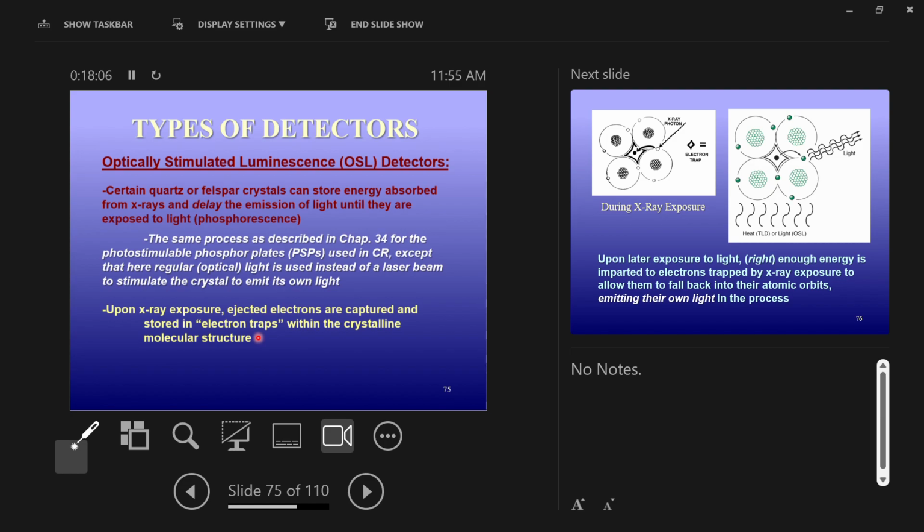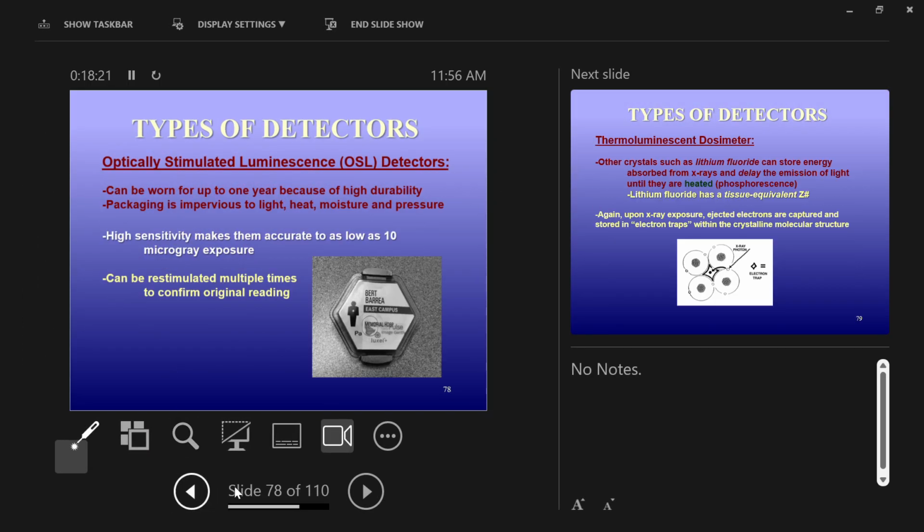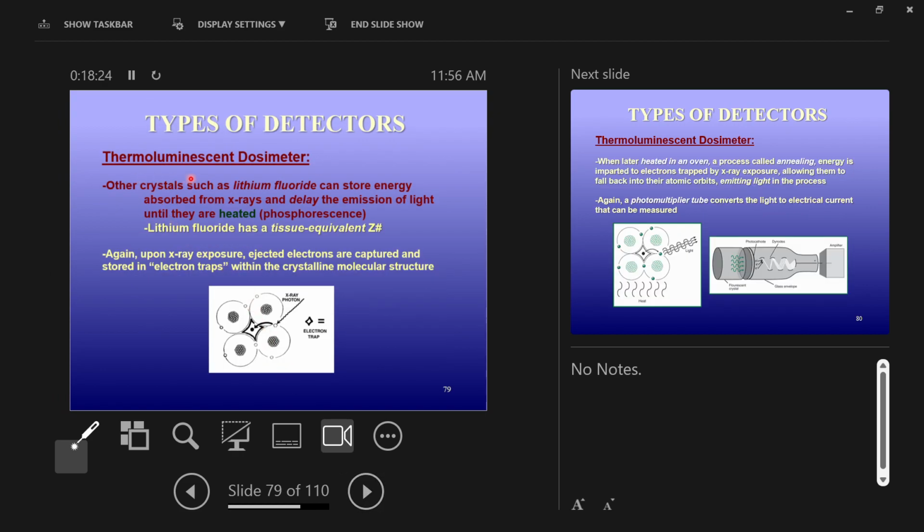OSL, optically stimulated luminescence, just does this by using optical light, visible light, back at the laboratory to re-stimulate these. The other option is called thermoluminescent dosimetry. Okay, so thermoluminescent dosimeters, which are TLDs, are the exact same thing. Okay, so optically stimulated luminescence dosimeters, OSL badges, and thermoluminescent dosimeters, TLD badges, are the same thing. Okay, let me explain how they're a little different, but they're exactly the same.